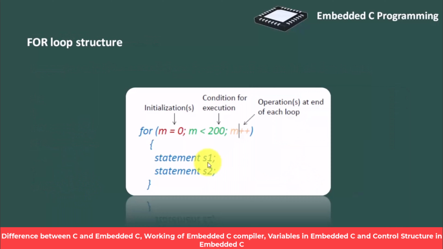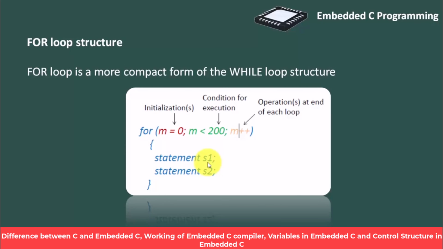For loop structure. For loop is a more compact form of the while loop structure. Here is the example. For m equals 0, m is less than 200, m plus plus. This part is what we call initialization. This is what we call the condition for execution, and this one is the operation at the end of each loop. Initially the value of m is 0. Since the value of m is less than 200, statements 1 and 2 will get executed, and then the value of m will get incremented by 1. So this loop will iterate 200 times.